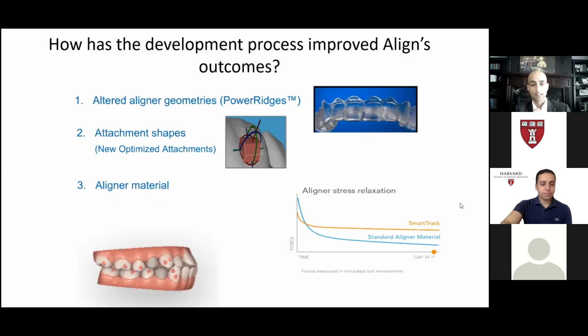You have mild cases that you want to treat with in-house aligners, just tipping here and there, that's not such a big deal. You may not need attachments for that. But once you start getting into comprehensive treatment, you need attachments. Aligner material, this is something, again, that I believe is a big opportunity for improvement.